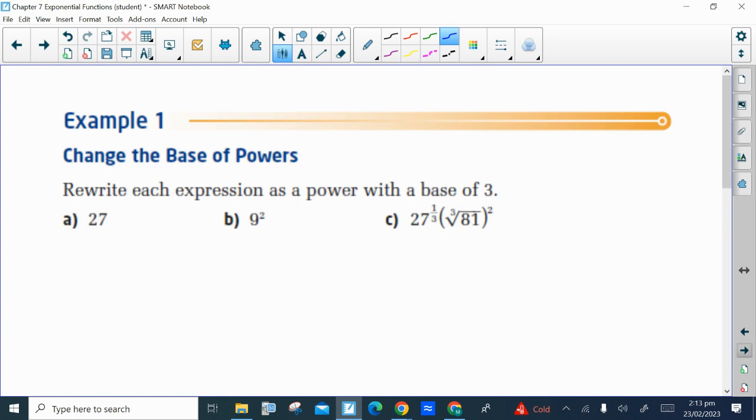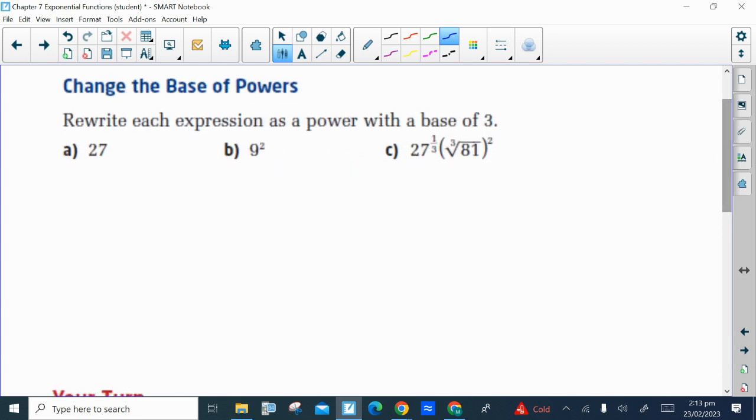So to start with, then we'll just do some practice rewriting an expression with a different power than what's given. And so for this first one, we want to write them as it says with a base of 3. 27 would be 3 cubed.